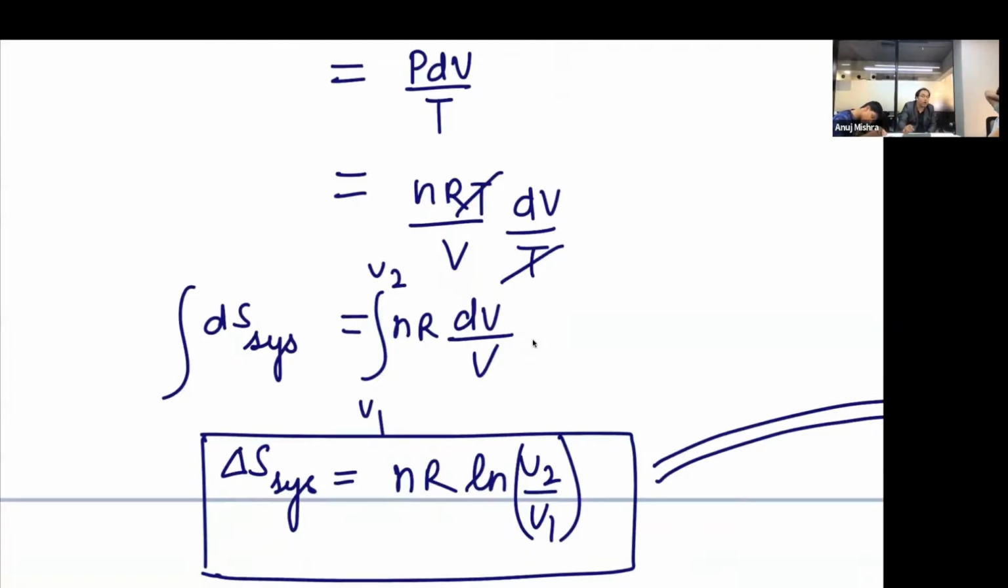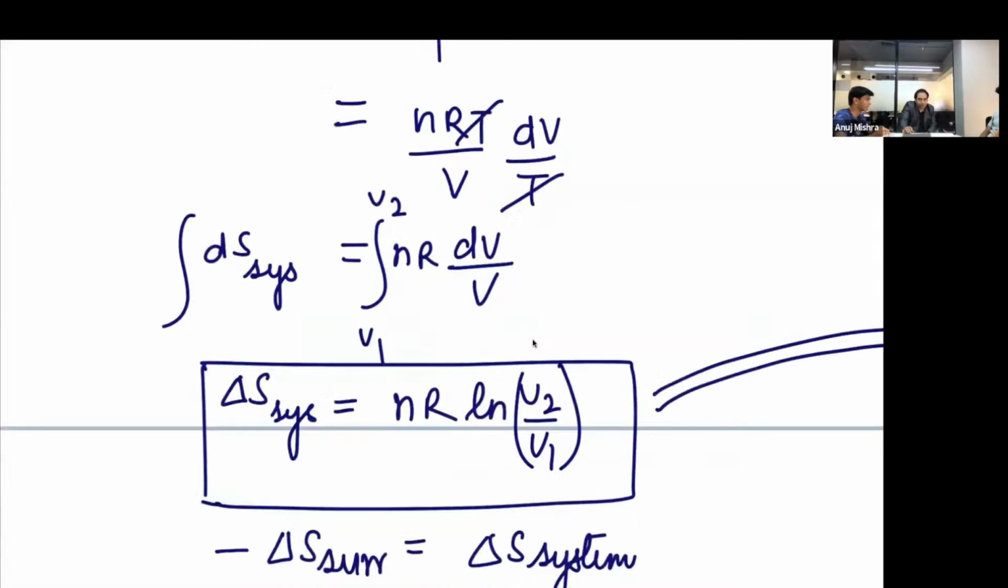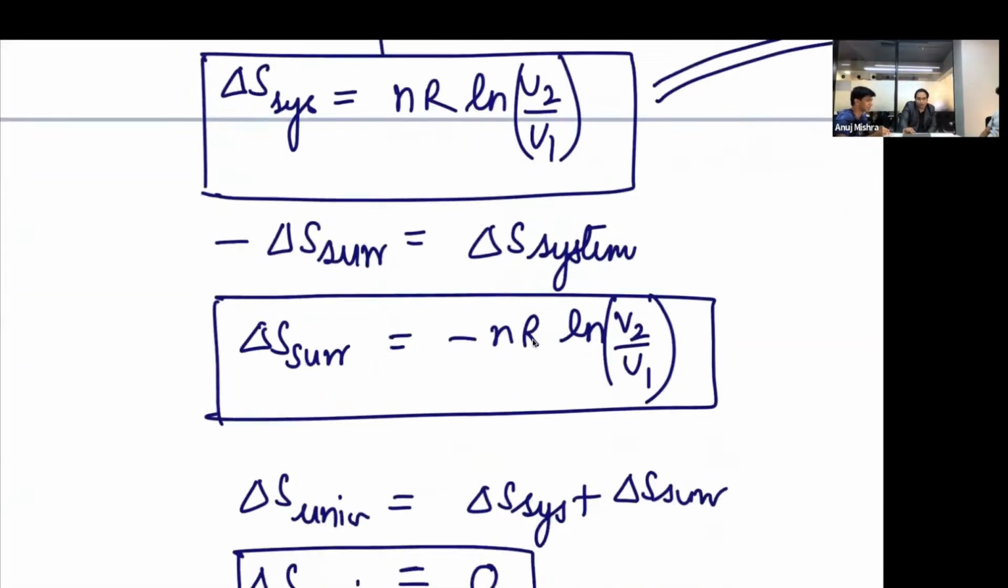If you see the Q value, it was nRT ln V2 by V1. Check your answer because that was T times that number, right? ln 9 by 10. For the second dice, ln Q1. Or no, ln won't come actually because you don't integrate.